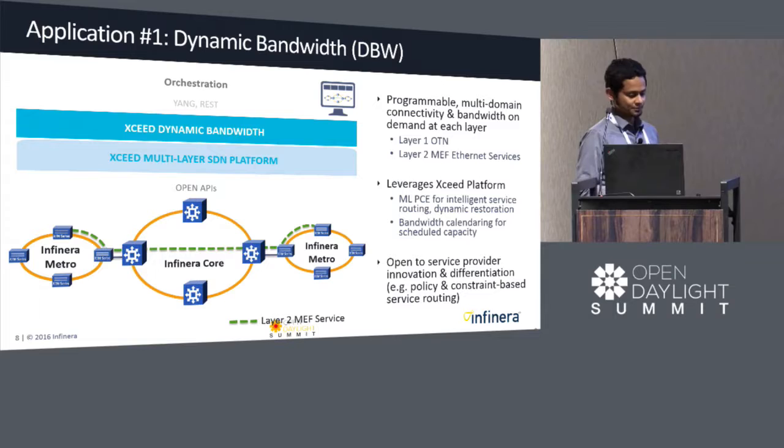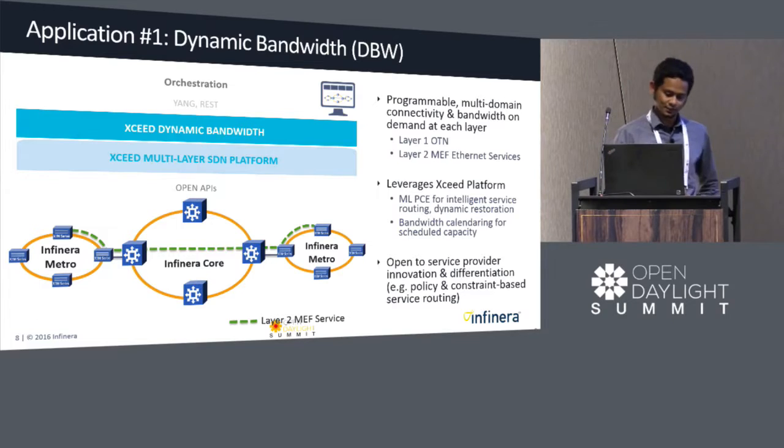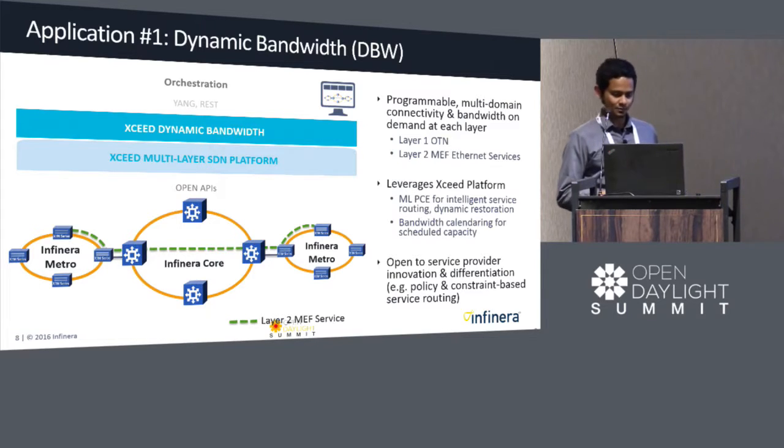And here is where we initially looked at the intent project, but we've actually not used that. We built something on our own, and we're trying to extend it to make it more similar to the intent concepts that most people talk about. But at this point, it is not using the network intent composition project. So the dynamic bandwidth application works both on layer 1 and layer 2.